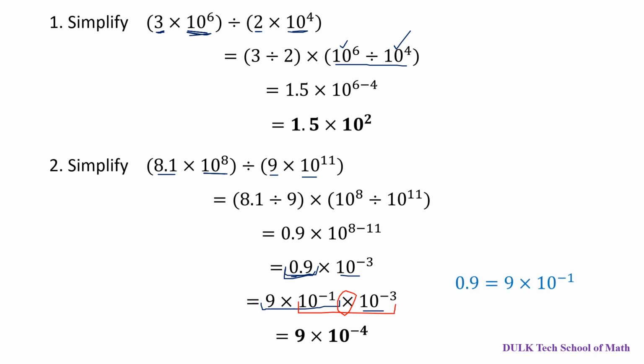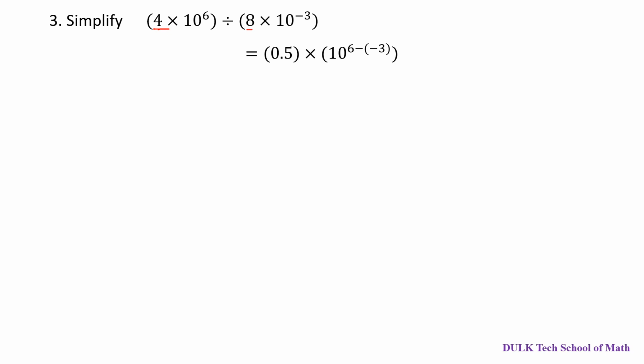Right, let's move on to our third example. We want to simplify this one, so we'll divide the 4 in the first brackets by this 8, so it will be 4 divided by 8, which is 0.5. At the same time, 10 to the power 6 will be divided by 10 to the power minus 3. According to the laws of indices, we simply subtract the powers, so it will be 6 minus minus 3. Be careful of this negative 3.